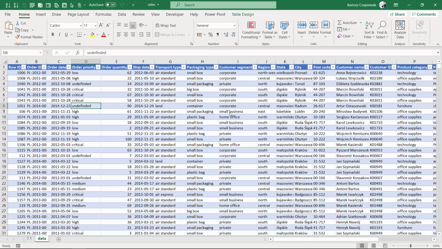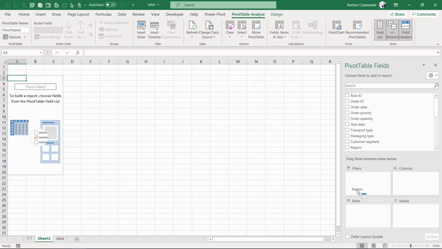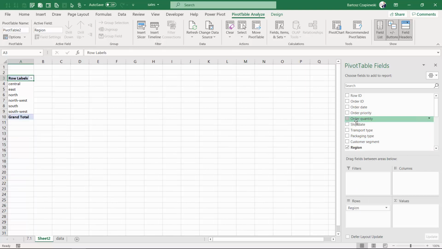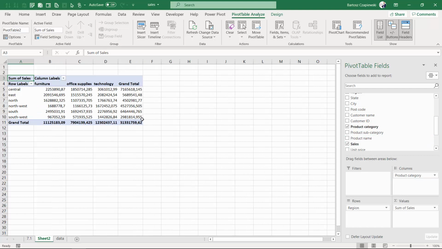The second option that we will discover under show values as calculations is going to show us the row total. Let's insert a pivot table and create the structure: region on the rows shelf, product category on columns, and sales on values. Right now, I would like to analyze the structure of the product categories distribution for each region.